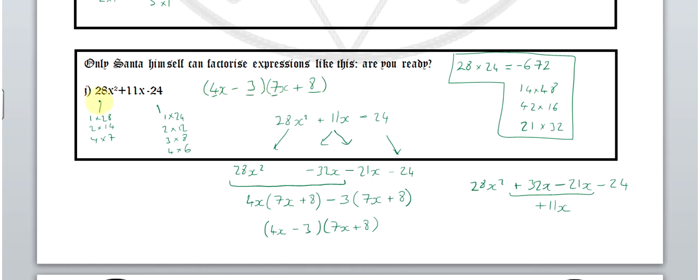But that said, it's a useful method to know, because if you need it, then you know you can break even the most repulsive quadratic.